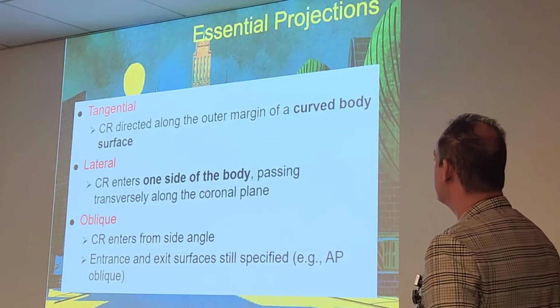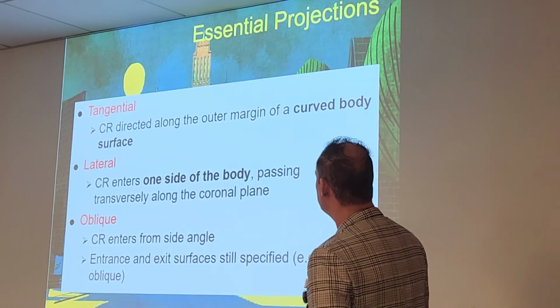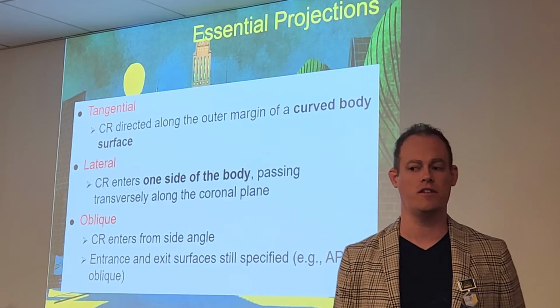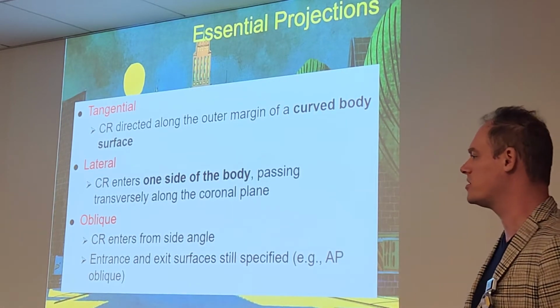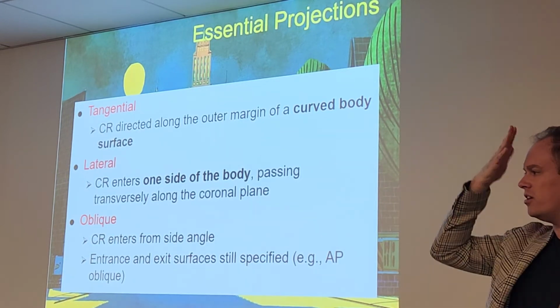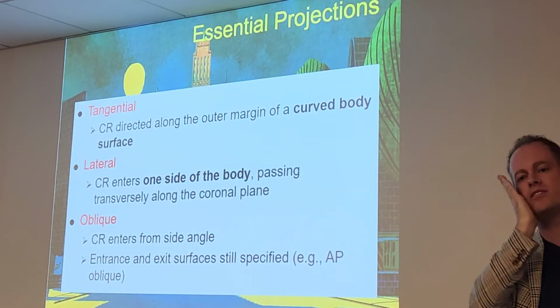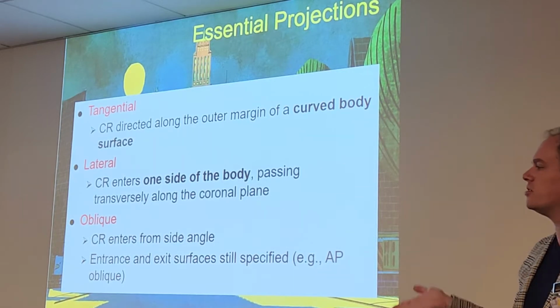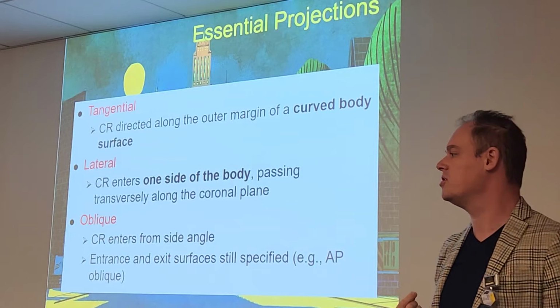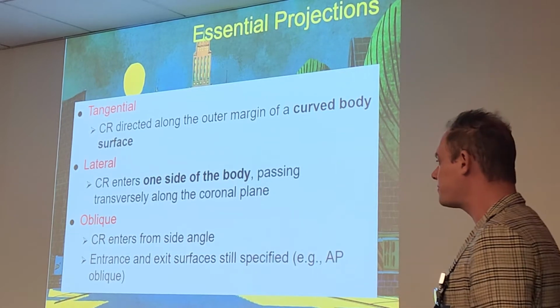All right, so a few more essential projections. If we see the word tangential, that means that the CR is directed along a curved body surface. The most common tangential projection we'll see is in views dealing with the skull. The skull is round, it's curved. If it hits that curved surface, that's going to be what we call a tangential projection. For now, know that by definition. We'll talk more about tangential projections when we get to Rad Pro 3.